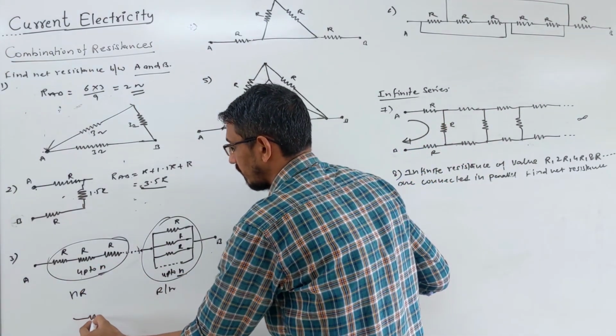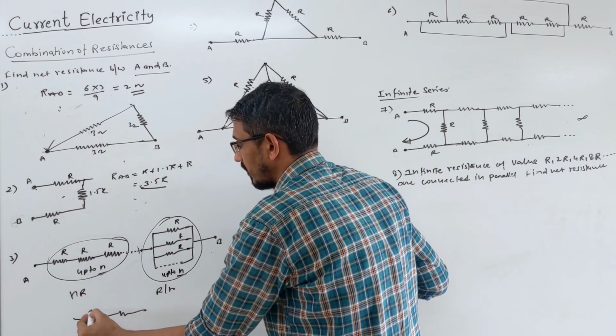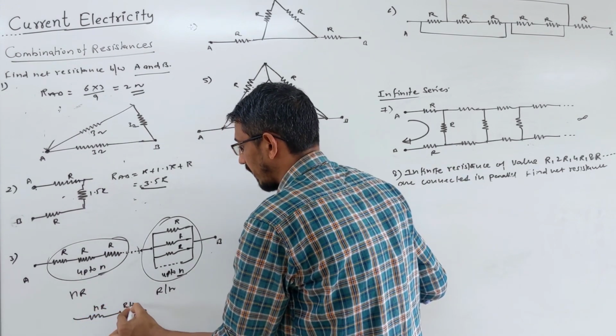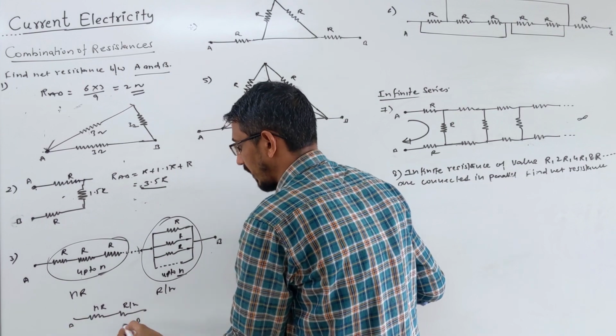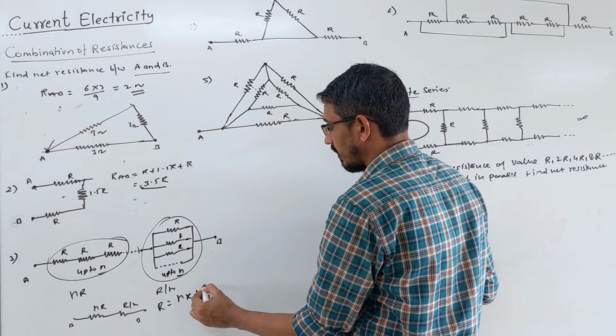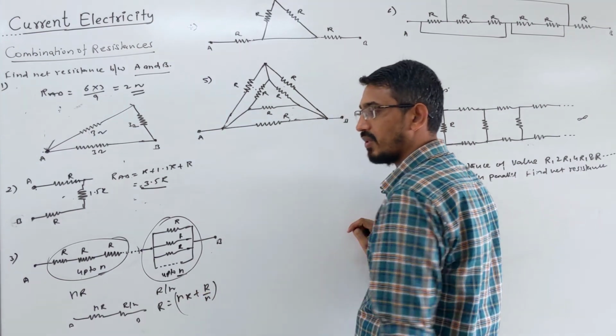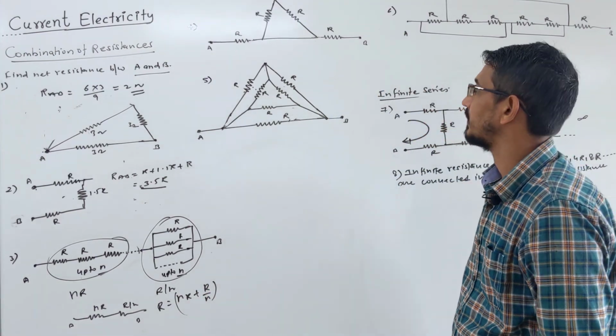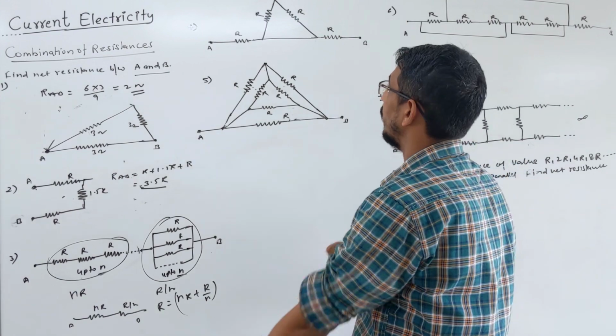Now these two become in series, like this one. The equivalent of this we are calling NR, the equivalent of this we are calling R by N, right? This is terminal A, this is terminal B. So what is the net resistance of this? Obviously you have to add NR plus R by N. That's your net resistance. Done? Correct. Okay, let's see question number 4.